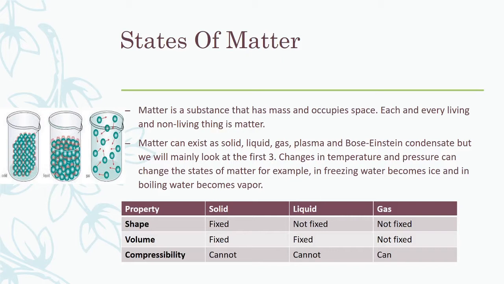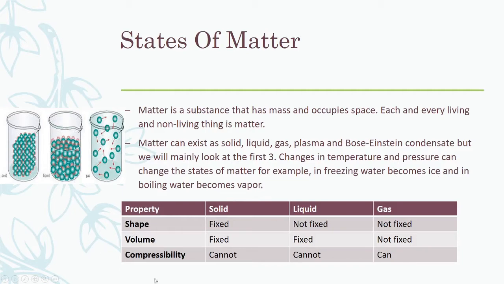Now matter can exist as a solid, liquid, gas, plasma and Bose-Einstein condensate. These are two new states of matter, but we will mainly look at the first three: solids, liquids and gases. Plasma and Bose-Einstein condensate are not of our level. Changes in temperature and pressure can change the states of matter. For example, in freezing, water becomes ice and in boiling, water becomes vapor. So this is a change in temperature. When you freeze water it becomes ice, and boiling makes it become vapor.